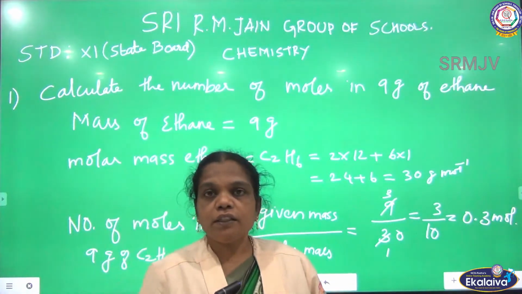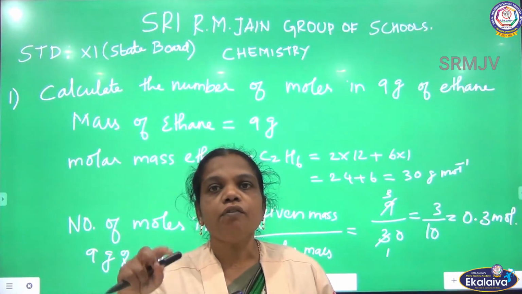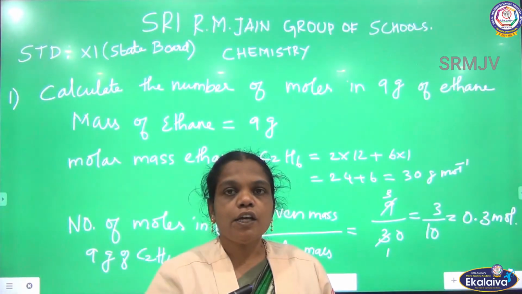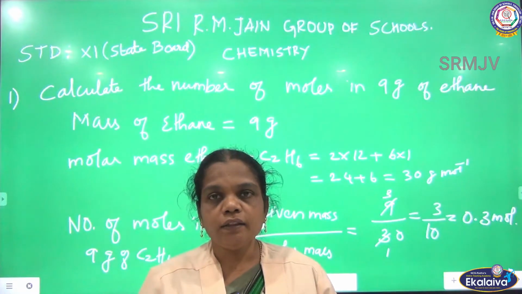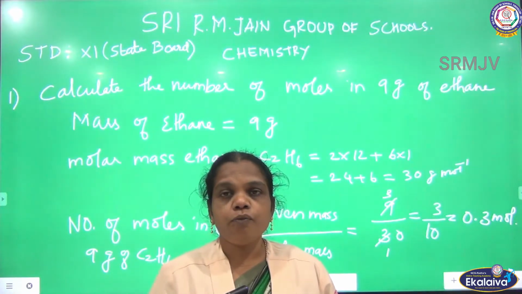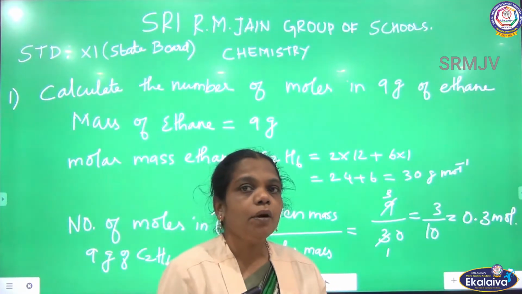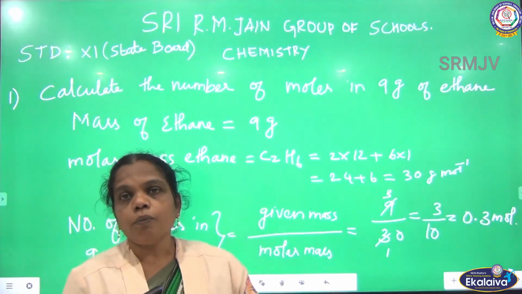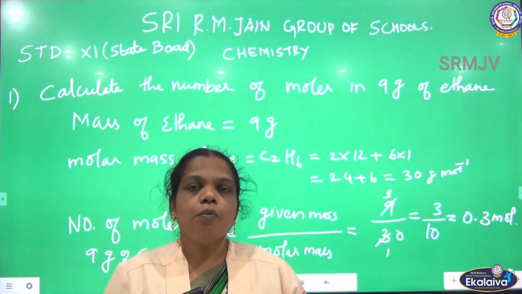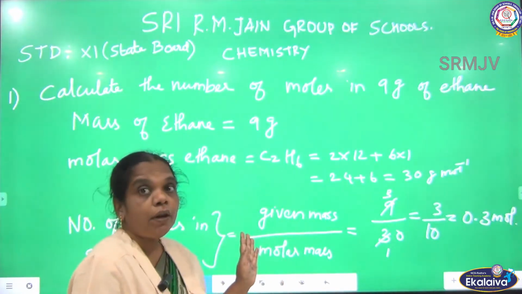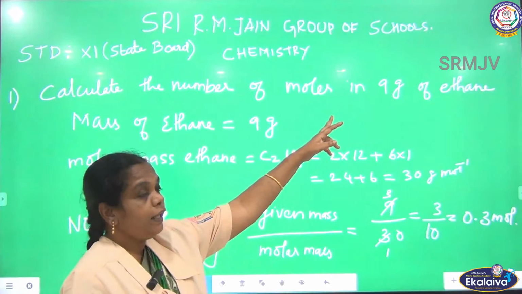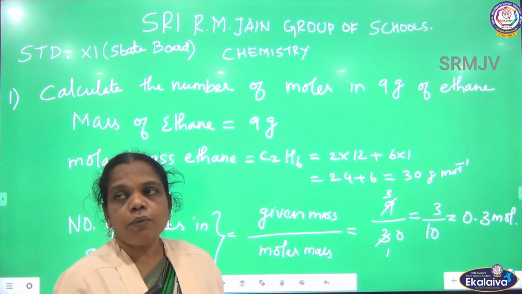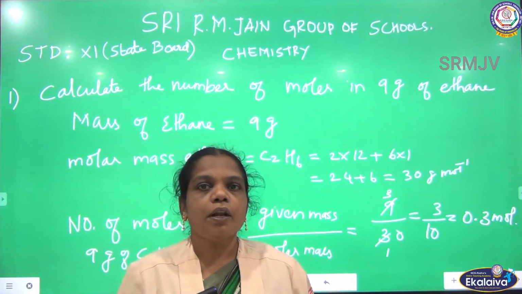Based on this you can calculate the number of moles for the given amount of any compound. First you have to find out the molecular mass, and then find the number of moles by the given mass divided by the molecular mass. The first step is to find the molar mass of the compound, whatever compound is given, and then the number of moles. So the given mass is divided by molar mass. By this you can calculate the number of moles.